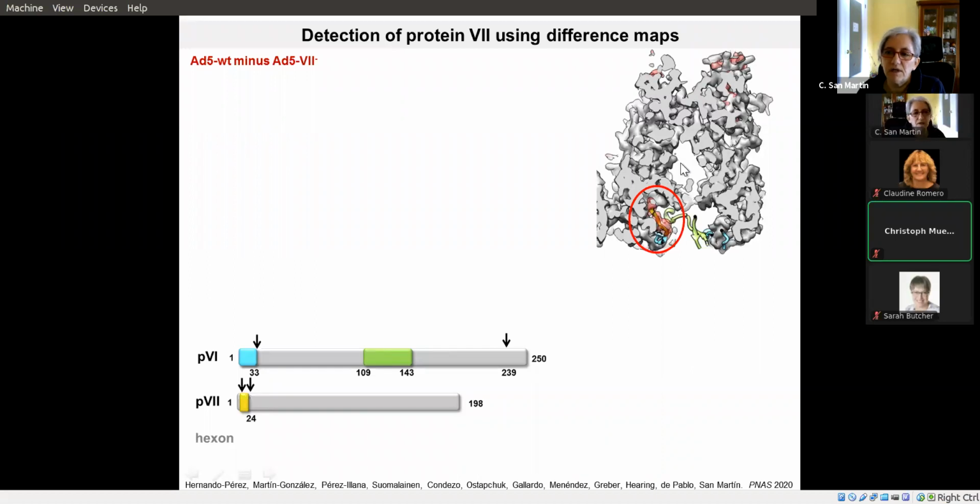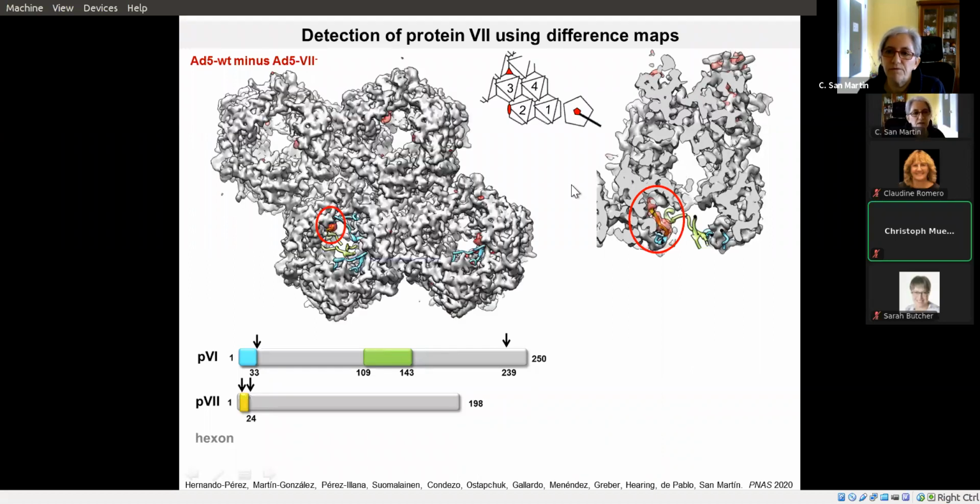If we now turn this around to look at the 4 hexon trimers in the asymmetric unit from inside, we again see this little density blob here, and this is where Hongshao traced protein 7. But you can see that there are similar blobs in the other hexons where there is nothing traced in the Hongshao structure. But these are located in the equivalent sites to this one in the hexon monomer.